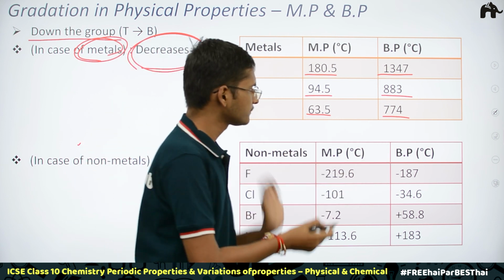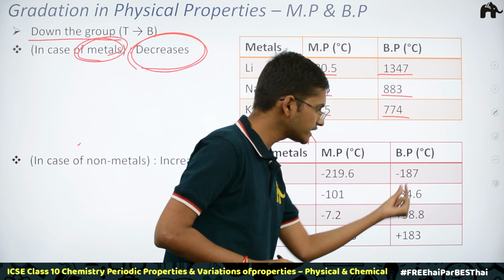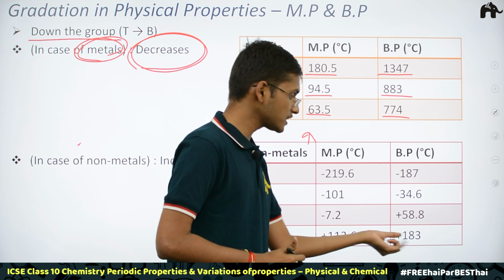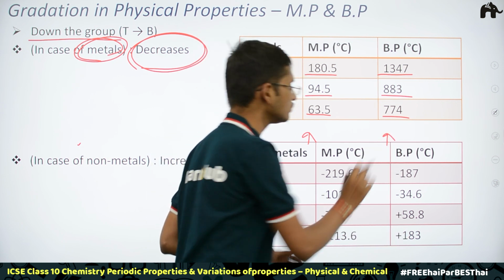Now let's see the boiling point variation. It is increasing here. Boiling point minus 187, minus 34, again increasing, plus 58, increased, and then plus 83, plus 183, again increased. So the boiling point is also increasing.